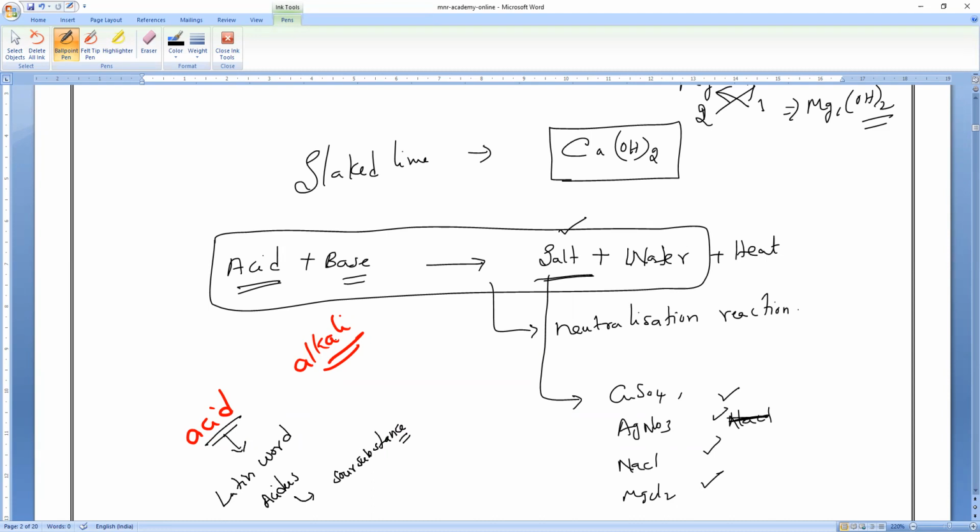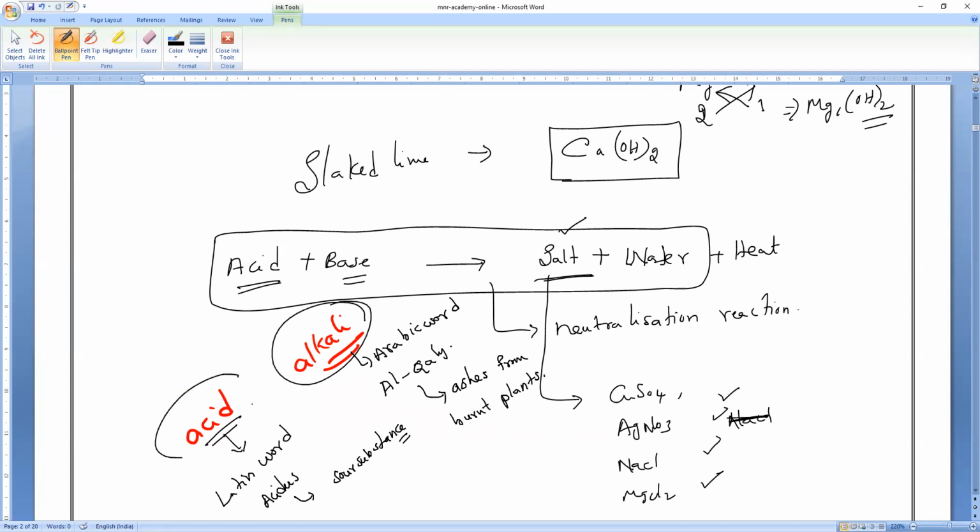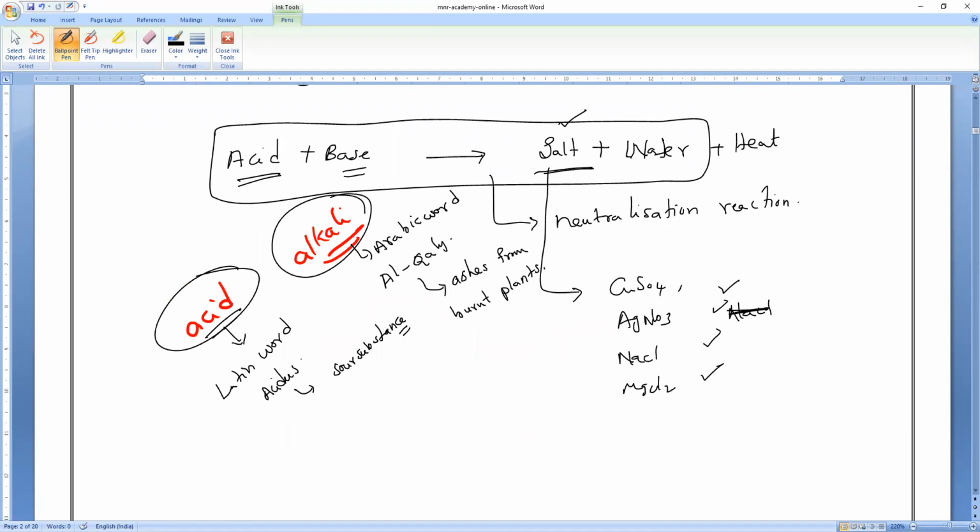In the same way, alkali is derived from an Arabic word, which means the ashes from burnt plants. That is the meaning of that Arabic word, and that is the meaning of alkali. So please learn that. So this is what acids are and what bases are.